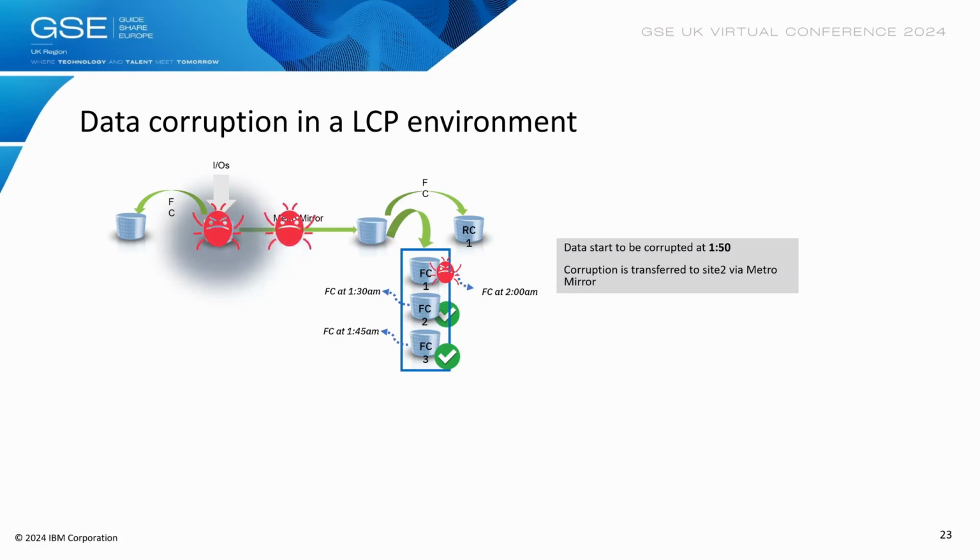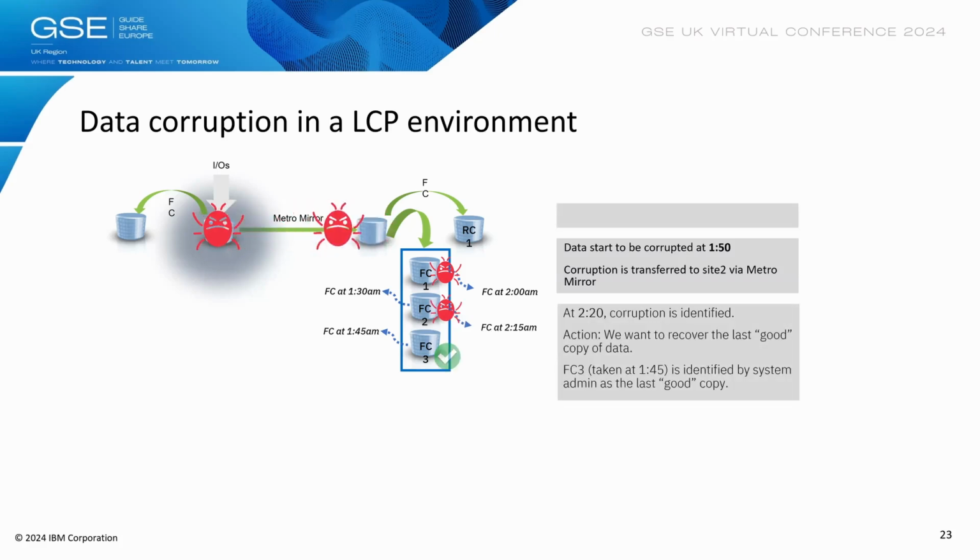Of course, this flash copy is not good because it contains the corrupted data. Then we take another one 15 minutes later at 2:15. And finally, at 2:20, we notice that something is going on and that the data is corrupted. Because of LCP, we now have a good copy of data to restart from that was taken at 1:45. Again, this might take some time to identify which of the copies is the good one to recover from, and this takes some analysis.